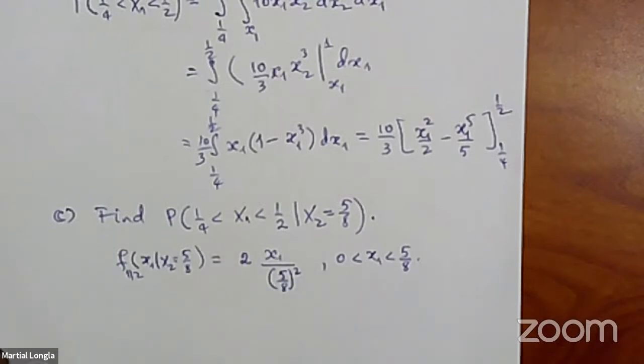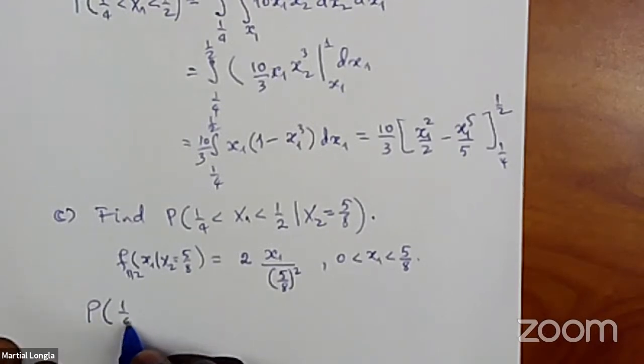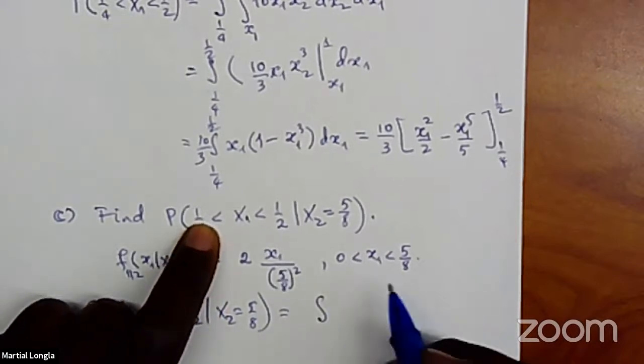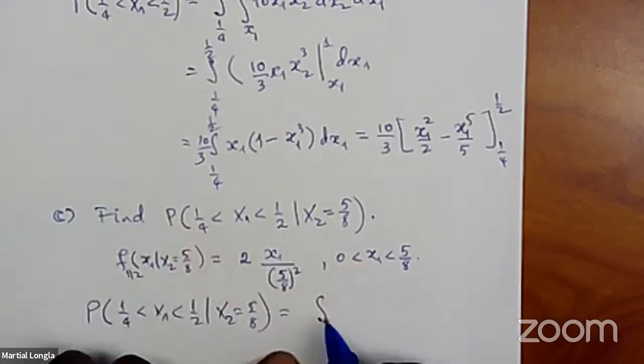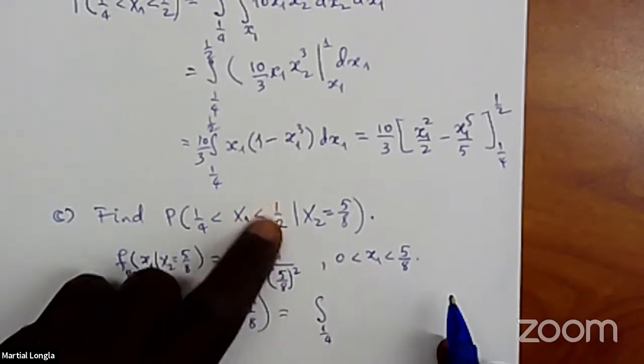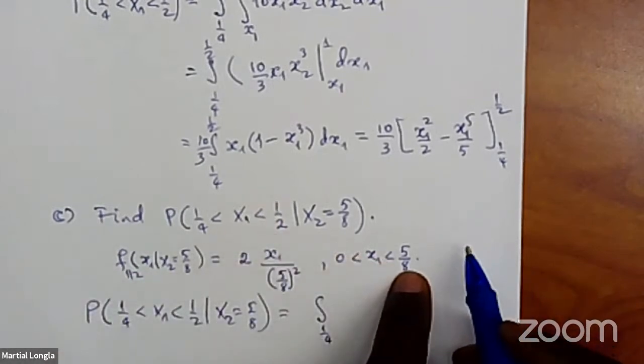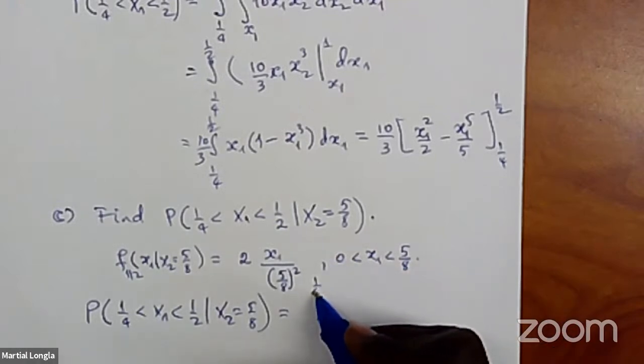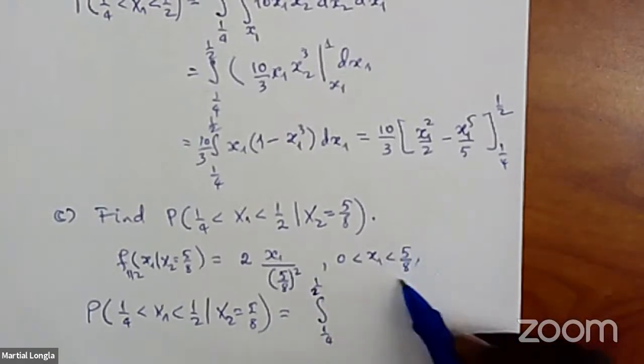64 times 2 over 8. So the probability that 1/4 is less than x1 less than 1/2 given x2 equals 5/8 equals the integral from 1/4 to 1/2. 1/4 is larger than 0, so we are good. And 1/2 is less than the upper bound of the region of interest, so it's okay. Because in some cases, you have to change. If the number is larger than this, then you have to stop here.